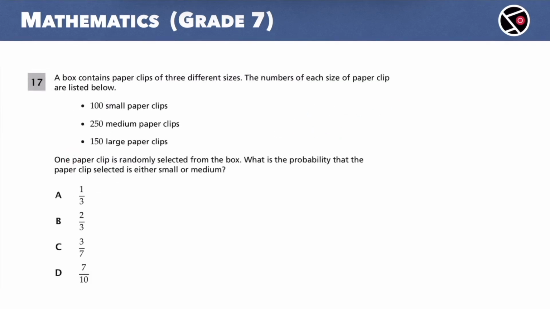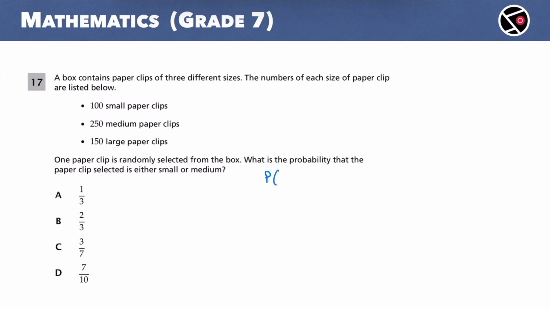Problem 17. A box contains paper clips of 3 different sizes. The number of each size of paper clip are listed below. 100 small paper clips, 250 medium paper clips, 150 large paper clips. One paper clip is randomly selected from the box. What is the probability that the paper clip selected is either small or medium?